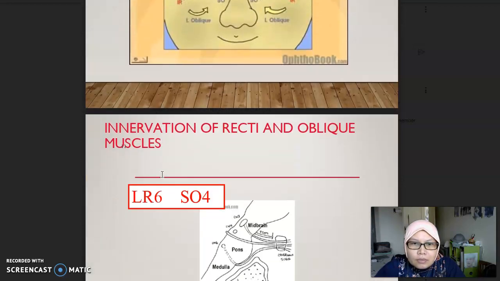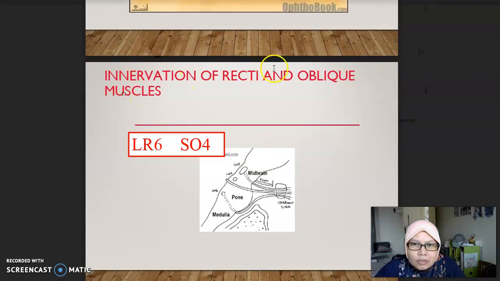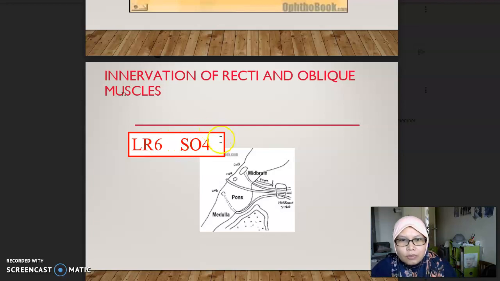Alright, so the innervation of the recti and the oblique muscles: all the recti muscles are supplied by the oculomotor nerve, except for the lateral rectus, which is supplied by the 6th nerve, and the superior oblique, which is supplied by the 4th nerve, which is the trochlear nerve.